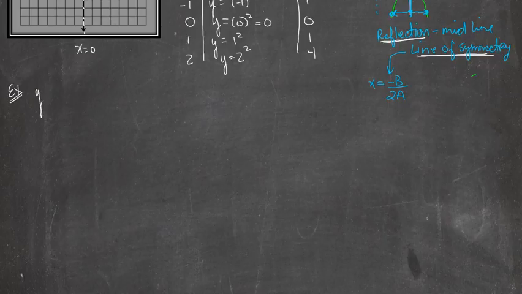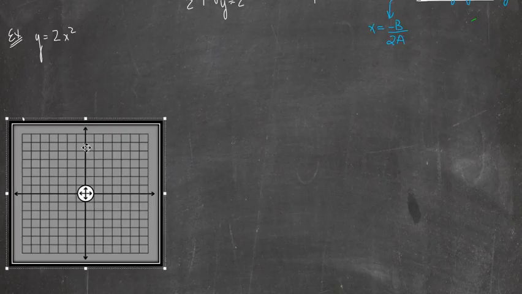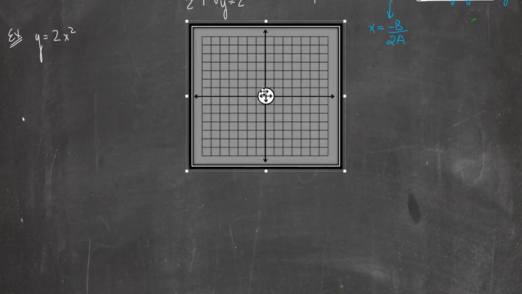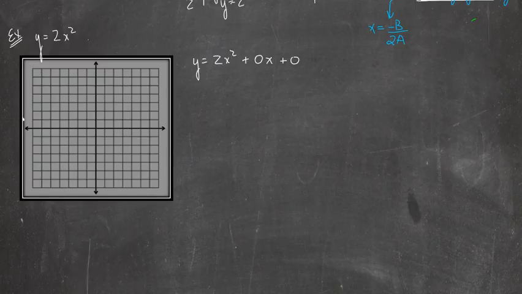So I want to graph y equals, let's say, 2x squared. So again, I'm looking at, and let's see if I can paste in a graph real quick. There we go. All right. So again, I'm looking at y equals 2x squared plus 0x plus 0, and obviously there's zeros because they don't exist here. So this is the parent graph that I'm multiplying times 2.